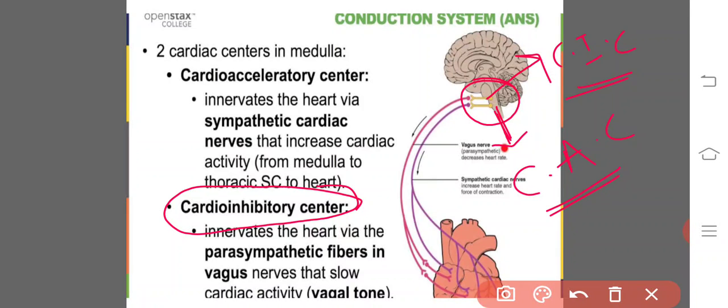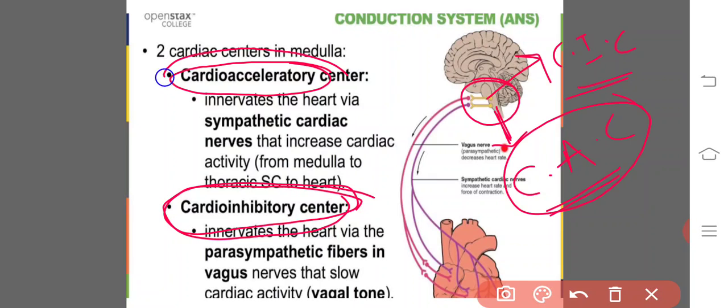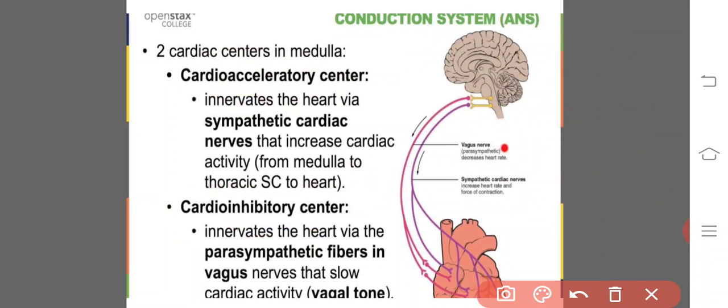So the cardiac inhibitory center inhibits the heart rate, whereas the acceleratory center, acceleration meaning speeding up, raises the heart rate. So there are two regulatory centers of the heart rate in the medulla of the brain. The cardiac inhibitory center always inhibits the heart rate, whereas the cardiac accelerator center enhances the heart rate. Let us see how they work and how they regulate.